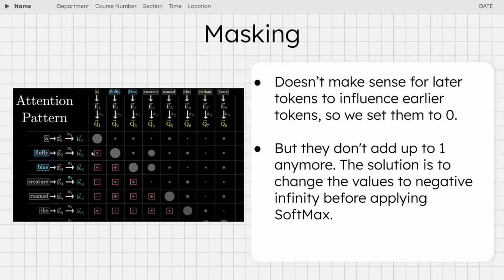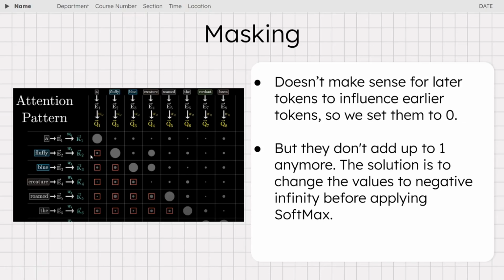It doesn't make sense for later tokens to influence earlier tokens. As you can see, we don't want fluffy or blue or creature to influence A, which comes before it. Or any other word, for example, like the, we don't want the to influence A fluffy blue creature run, because we are in the past tokens. We want to predict future tokens, not past tokens.